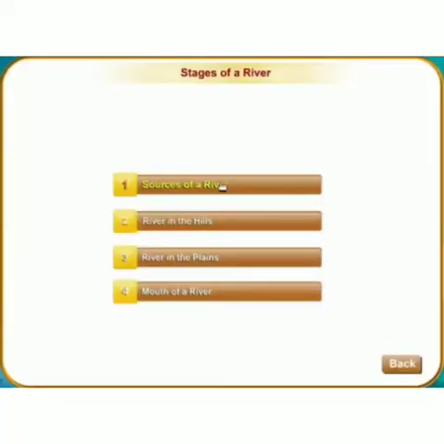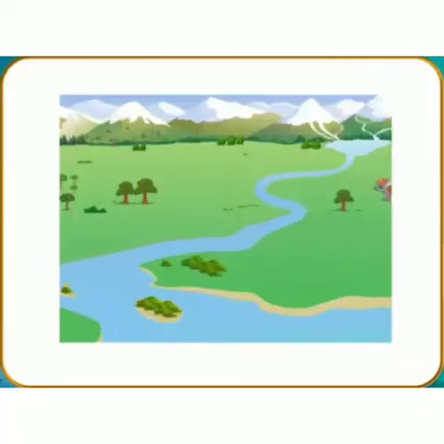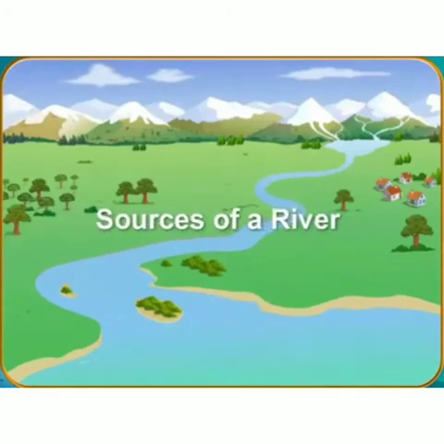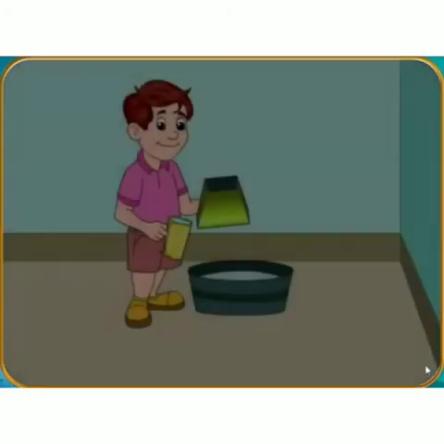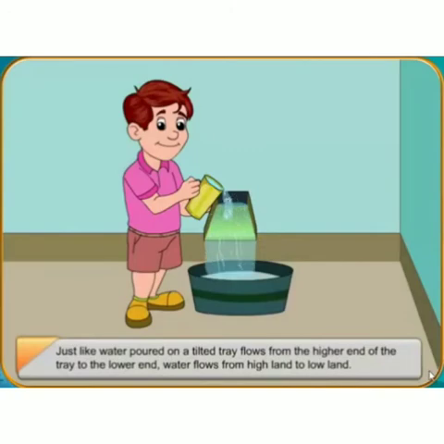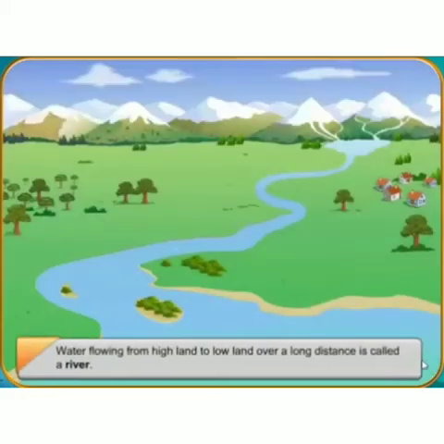Students, let us discuss about different stages or parts of a river. Sources of a river. Just like water poured on a tilted tray flows from the higher end of the tray to the lower end, water flows from higher land to low land. Water flowing from high land to low land over a long distance is called a river.